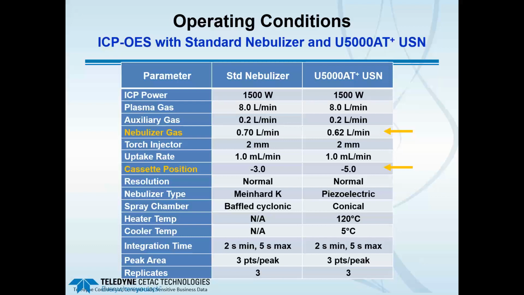The only other thing that was changed was the cassette, or the so-called torch position. We pulled it down slightly for use with the USN, and that we did when we removed the standard nebulizer and spray chamber. But overall, the change to the operating conditions is very minimal. Really, the main thing that's typically changed is the nebulizer gas flow. That can be adjusted, and it's adjusted in a typical range of, say, 0.5 to 0.7 liter per minute.